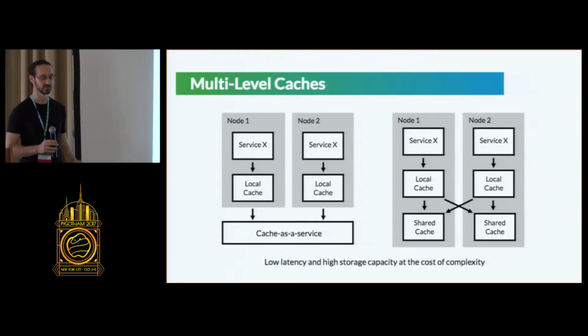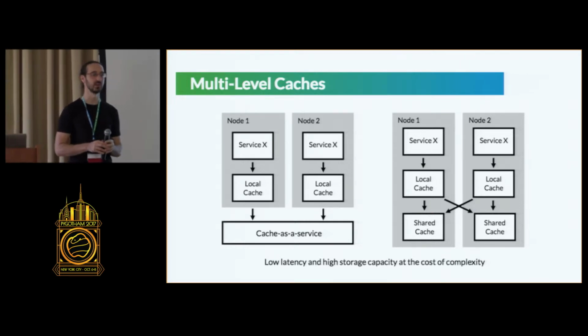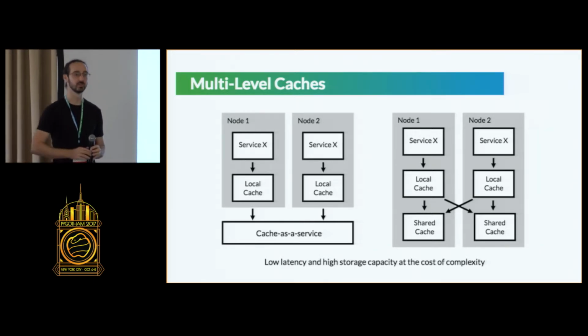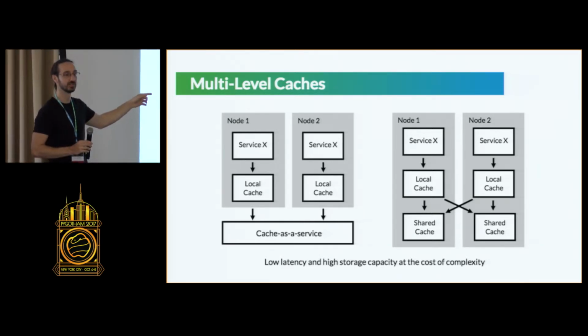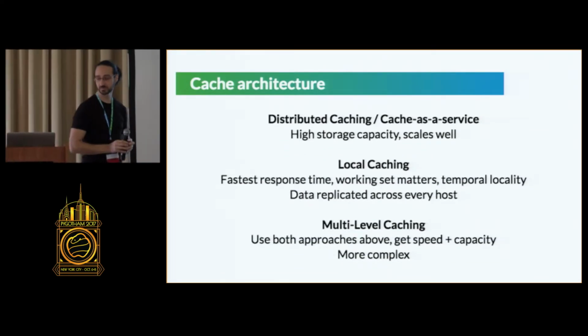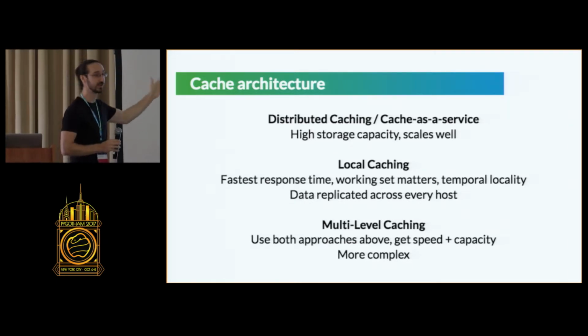I just include it because you might look around your network and say, I have the instances I'm buying from Amazon have a certain amount of RAM, and I'm not using all of it. What can I do with it? Well, you can run a shared cache on it, right? So to summarize, you can do distributed caching, local caching, and a combination of both, depending on what you need.